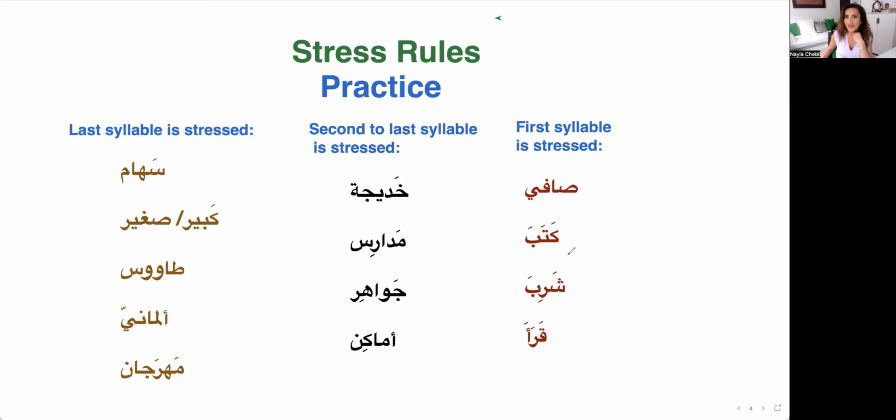Kataba. So my stress lies on the first syllable again because the last one is not super heavy. The one before it is not heavy. So it's the first syllable. Kataba. That one. Kataba means to write. Next one, which means to drink. Try it.